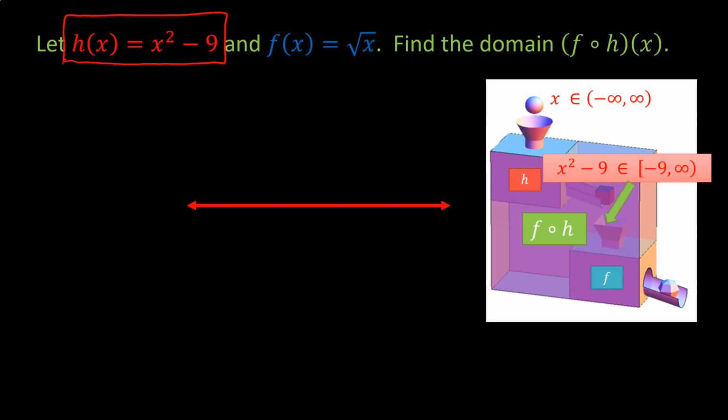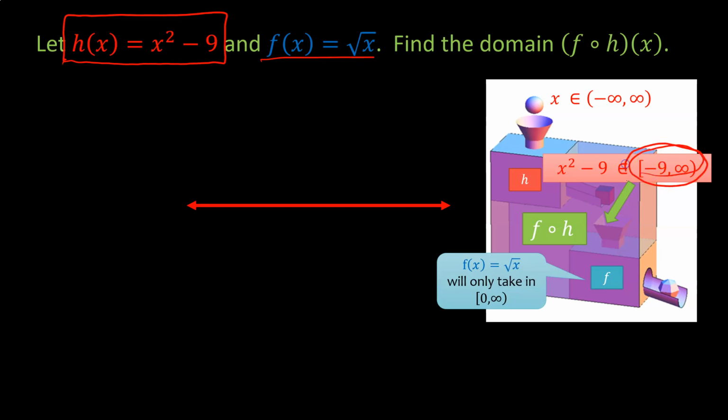And then again, we are going to ask ourselves, will that fit into my outside function? Well, let's take a look. F of x is the square root of x, and square root of x will only take 0 or higher. So obviously, we can see these two sets do not match up. Negative 9 to infinity is actually a larger set than 0 to infinity. So we have to throw out some values. What values would we throw out? We throw out anything that is below 0.